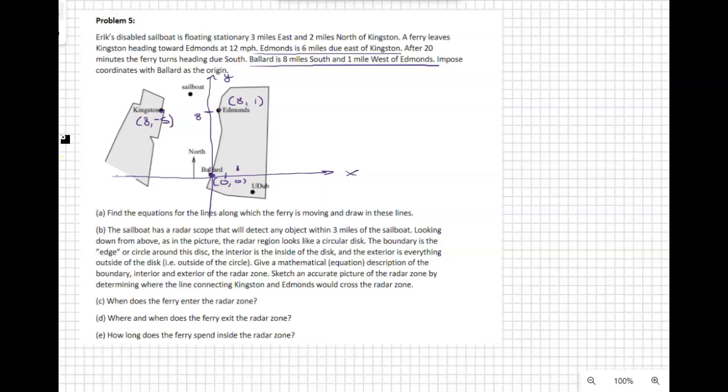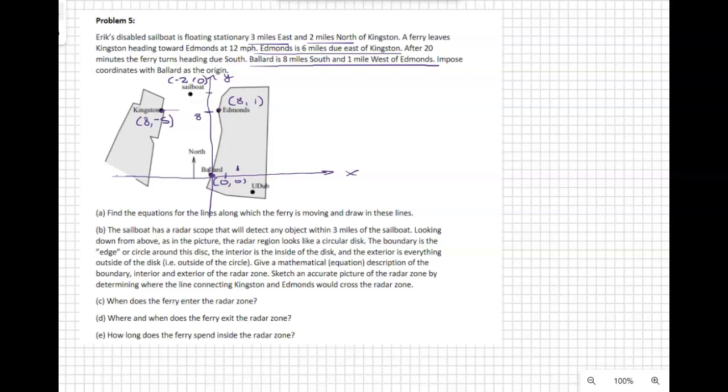The sailboat is 3 miles east and 2 miles north of Kingston. So we have 3 this way and 2 this way. If I go 2, then I'm going to end up at 10. And if I go 3, then I end up at -2. Okay, good. So the sailboat is at -2 and 10. So we placed everything on that coordinate system.